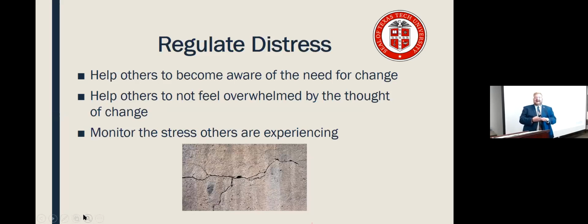But we do have the capacity when, as leaders, we've taken the time to reflect and taken the time to see the bigger picture. We can help tell the story of the problem and challenge, and that will get more people on board. Help others to not feel overwhelmed by the thought of change. Again, this takes time, and this can be difficult. Regulating distress also means that you monitor the stress others are experiencing.